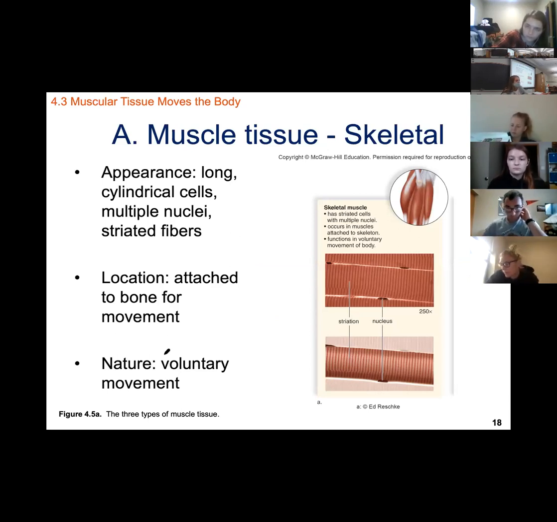So first we have skeletal muscle. When you think of muscle, this is probably the most common that you think of. Its appearance is long, it's cylindrical, meaning that it's kind of like a tube, kind of looks like maybe like a toilet paper tube or a paper towel tube. That's kind of what I think of when I hear the word cylindrical. It's multiple nuclei, striated fibers, okay, so it's kind of got this like striped, bumpy look on the outside. The location is it's attached to bone for movement.